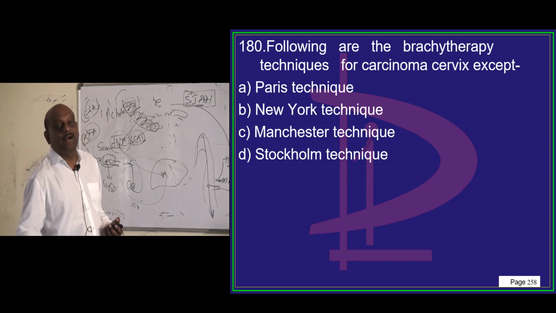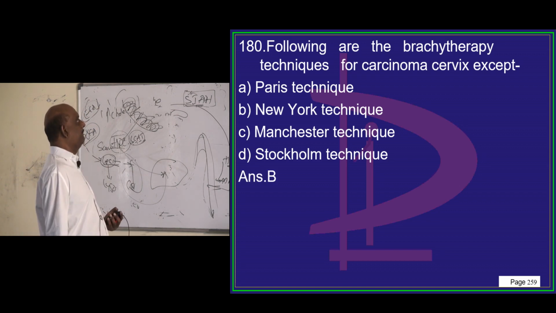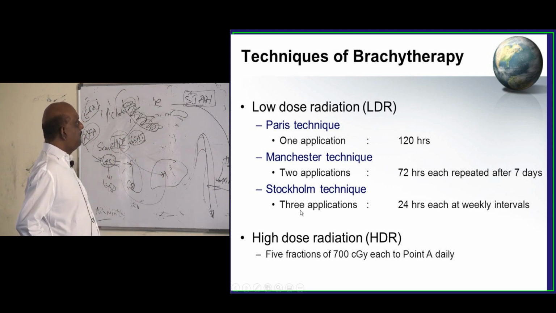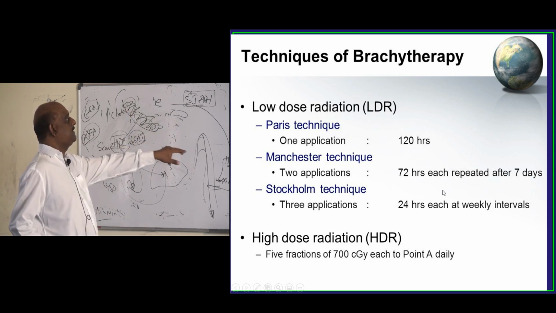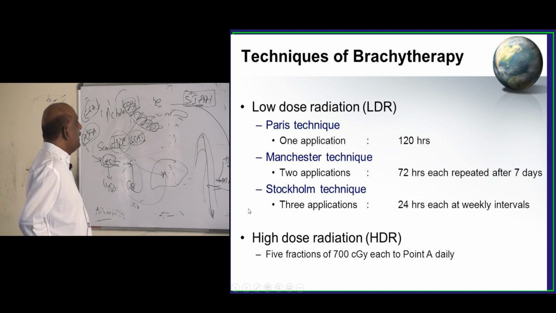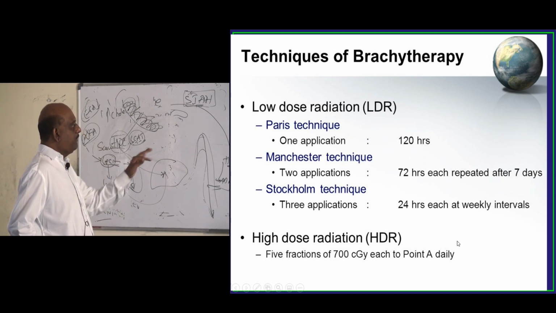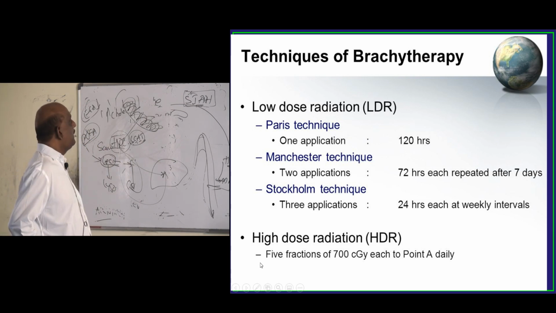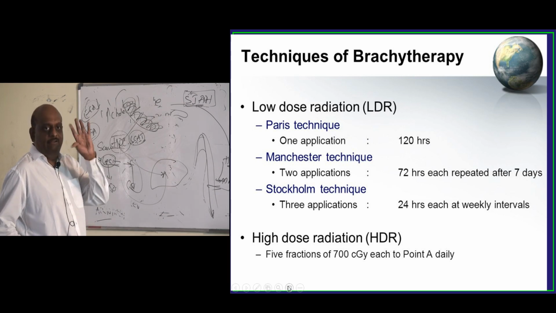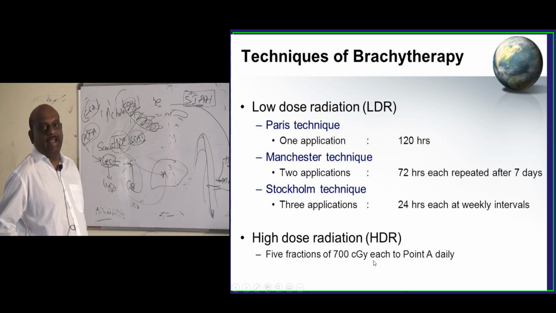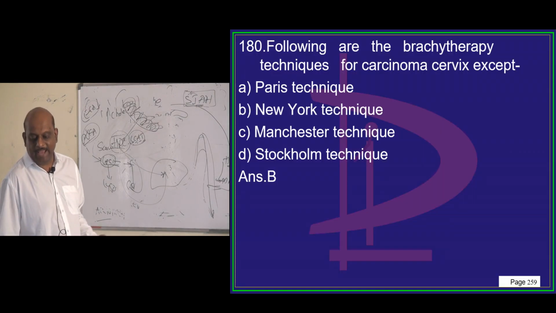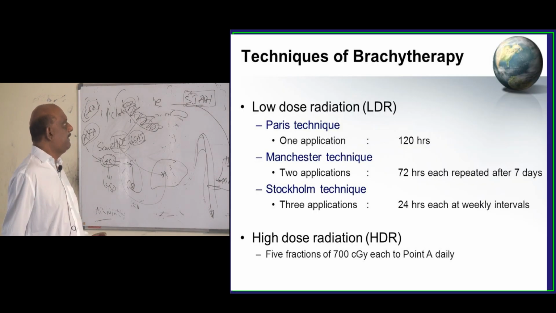What are the brachytherapy techniques in carcinoma cervix management? So you should remember Paris technique, 1 application, 120 hours. Manchester technique, 2 applications, 72 hours each repeated after 7 days. Stockholm technique, 3 applications, 24 hours each at weekly intervals. This is the low dose radiation in the brachytherapy. High dose radiation means 5 fractions of 700 centigrade each to point A daily is called high dose radiation. So this brachytherapy radiation techniques is the favorite question of the examiner.